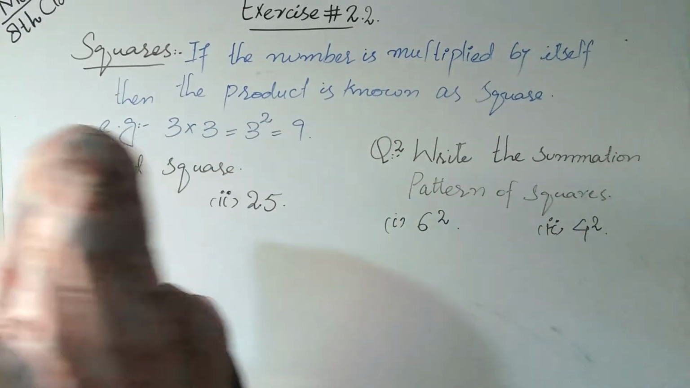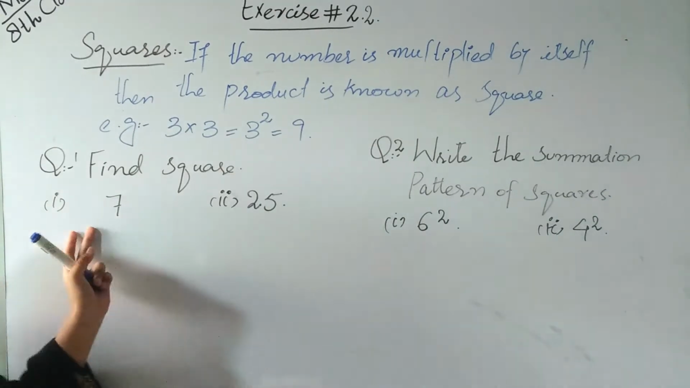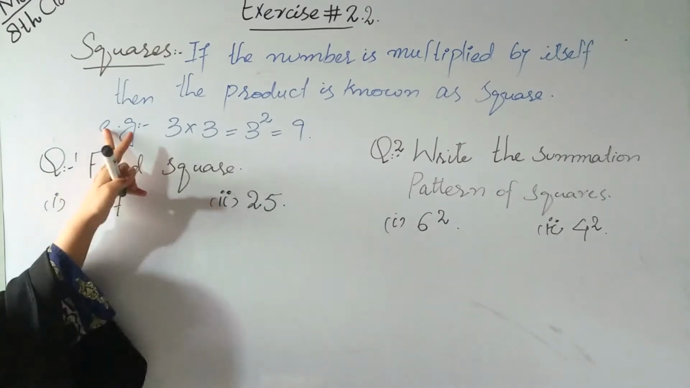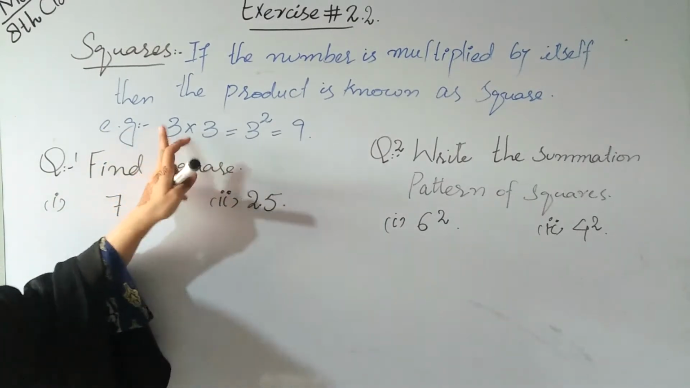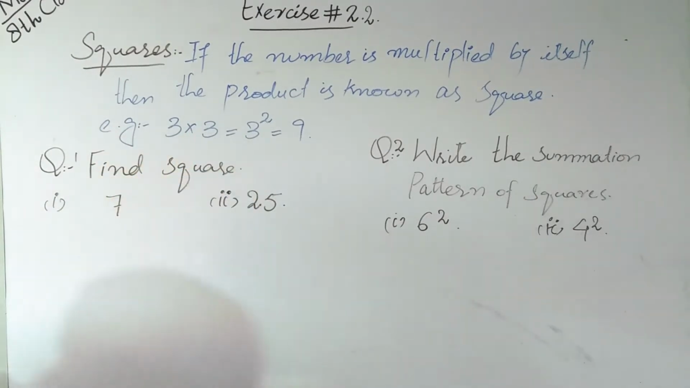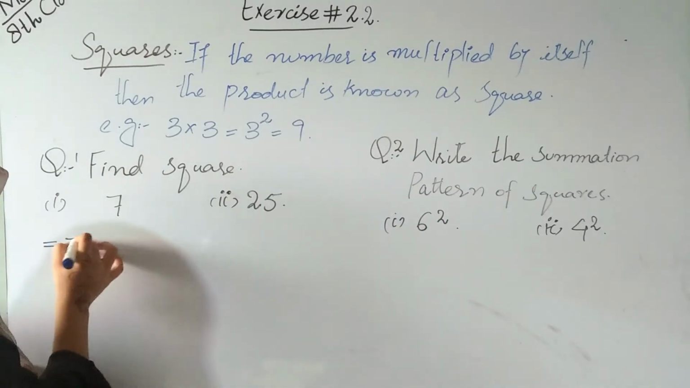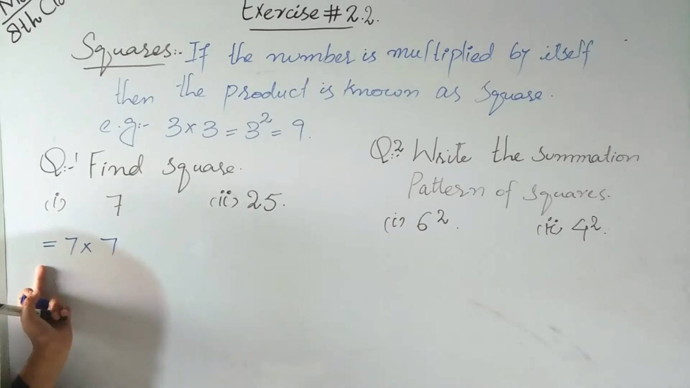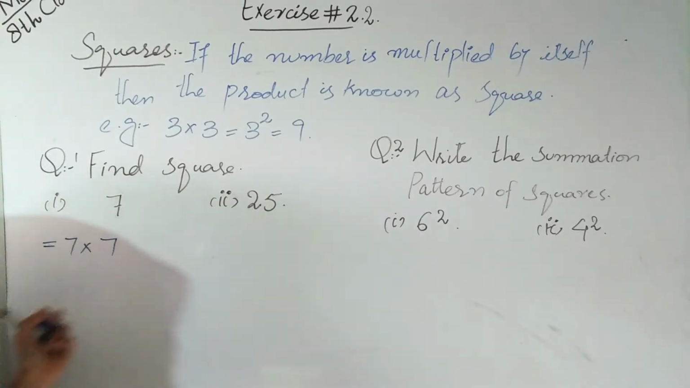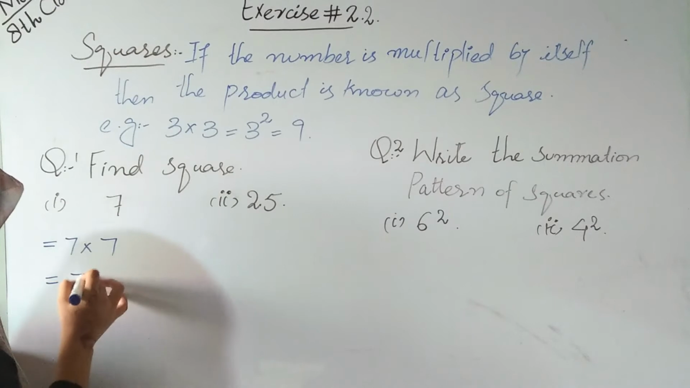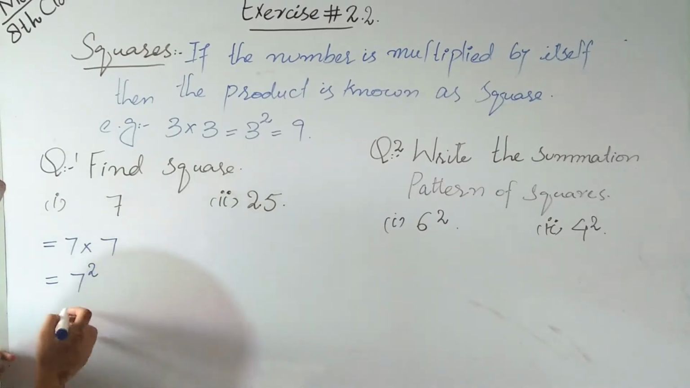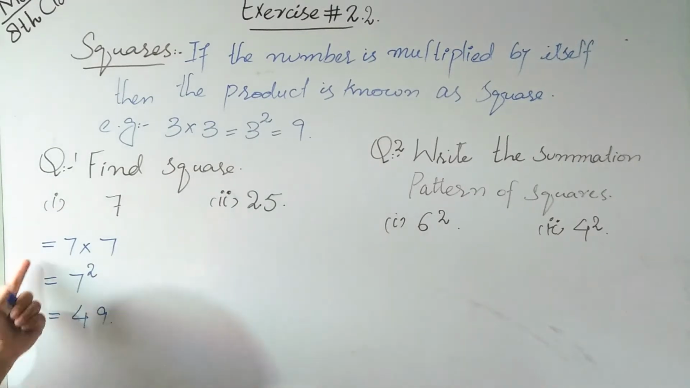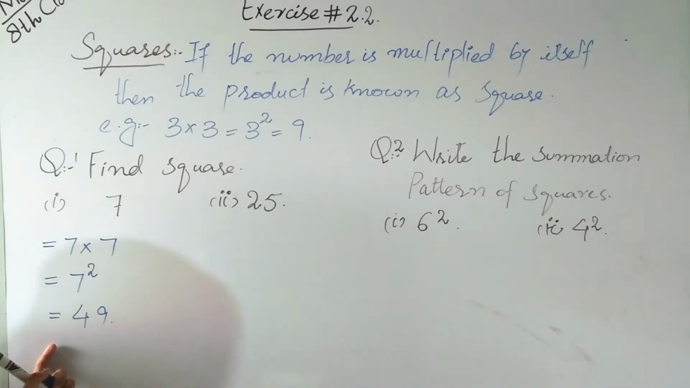3 square is equal to 9. Question number one is: find the square of 7. For finding the square of 7, first multiply 7 into 7. 7 multiplied by 7 means 7 square, which is equal to 49. So our answer is 49.